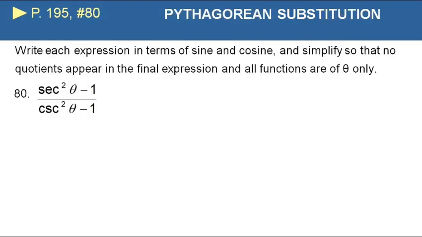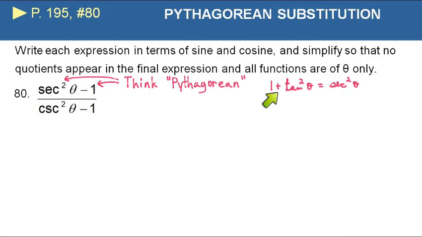Another example, similar instructions. Write each expression in terms of sine and cosine and simplify so that no quotients appear. So I notice first that we have secant squared minus 1, which makes me think of one of our Pythagorean identities. You remember that we had 1 plus tangent squared equals secant squared. So if I could rearrange my terms so that one side says secant squared minus 1, I could make a substitution. And by moving the 1 to the right side, I get tangent squared equals secant squared minus 1.